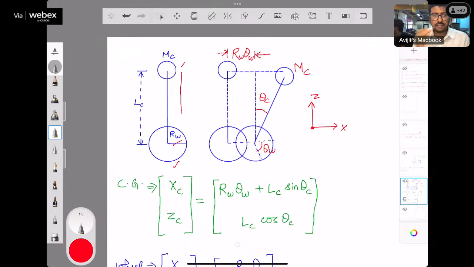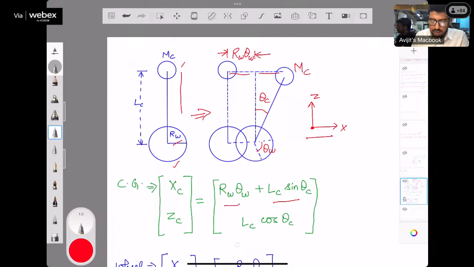So if the system is falling and the wheel is rotating, we will go from this state to this state. And if we track the change of coordinate of the center of mass, suppose this whole robot is moving in the XZ plane like this. In this situation, the x coordinate of the center of mass changes to RW theta W plus LC sine theta C, that is this displacement plus this displacement.